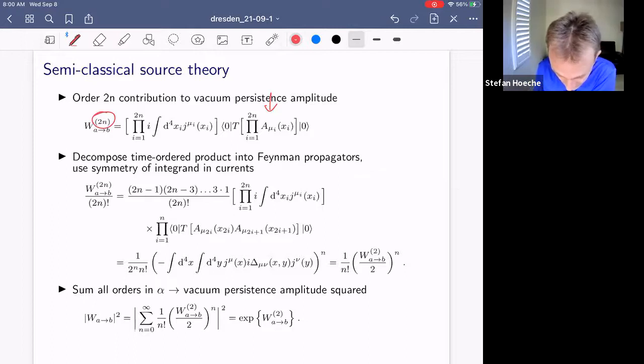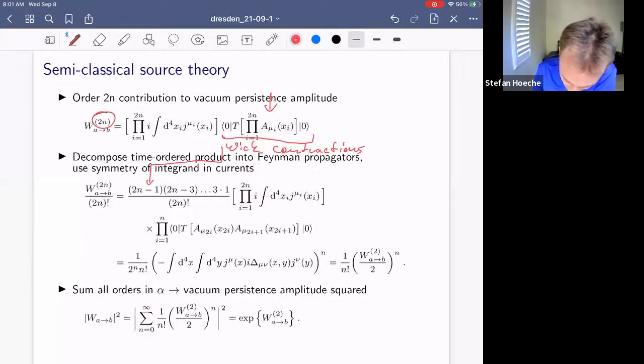And I can write the even contributions like so, like you see here on this line. And you may know how this thing is actually computed. I actually have to perform the Wick contractions of the gauge fields here. And for the first gauge field, I can find 2n-1 partners in the Wick contraction. Afterwards, 2 gauge fields are done. Then for the next one, I can find 2n-3 partners in the Wick contractions. Then 4 are done. And so it goes until I have 1.